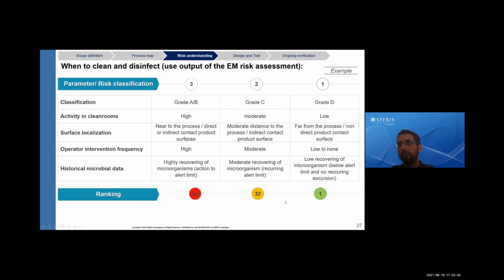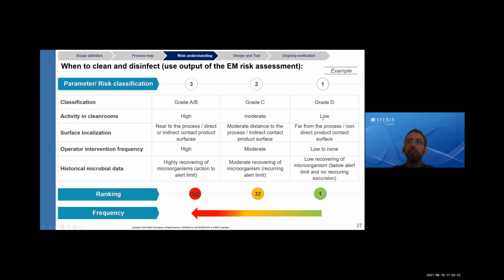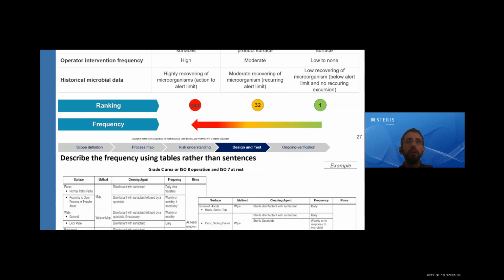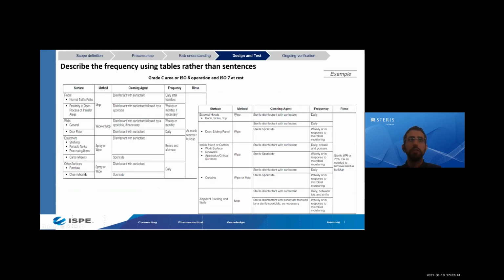So the goal after is to perform your ranking and then define your frequency. Of course, here it goes from the lowest frequency to the highest frequency. I didn't put daily, monthly, and so on, because I think it's up to the manufacturer to decide what is the adequate frequency based on their activity. And after, here is an example of how to put it in an SOP. Make sure you put it in a table so it's easy for people to read, rather than long wording where you forget what you have read at the beginning of the page.